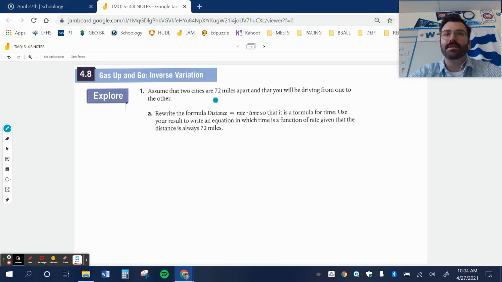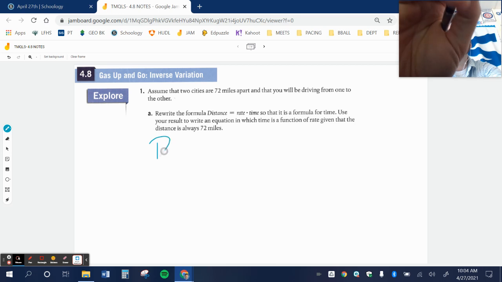Our Explorer for today says assume two cities are 72 miles apart and you'll be driving from one to the other. We write the distance formula, distance equals rate times time, so there's a formula for time. Use your result to write an equation in which time is a function of rate, given that the distance is always 72 miles.